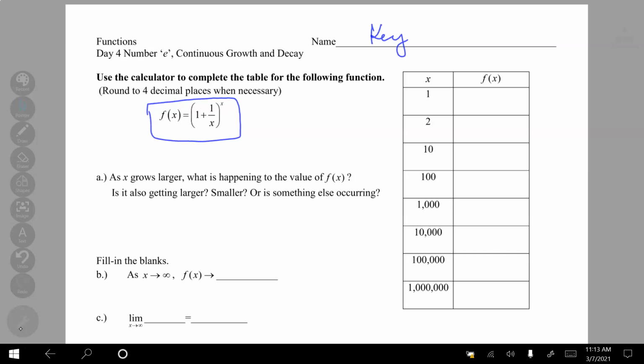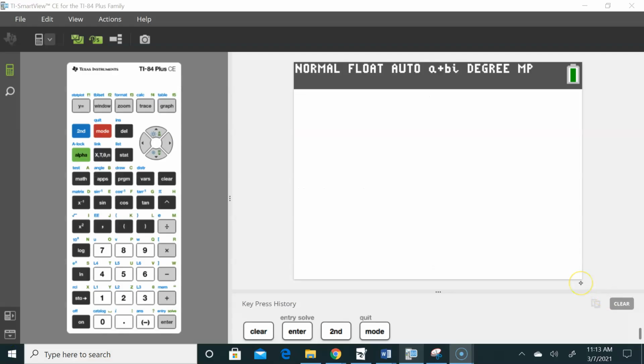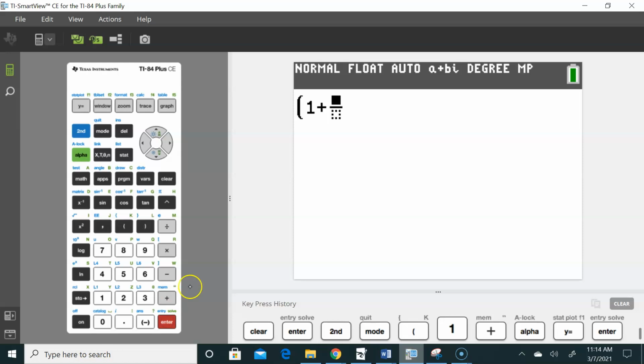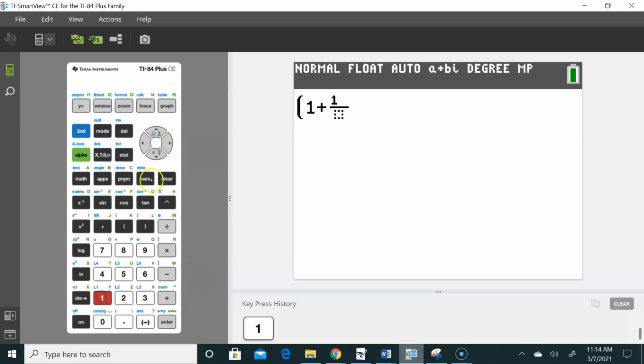So I'm going to do this on my calculator. I'm going to show you how we can do this quickly on a calculator by using a special fraction key. So we're going to type in parentheses 1 plus this fraction. I could do 1 slash x, or 1 slash 1. I like using this. Hit alpha y equals, this special key number 1. You get this nice little fraction bar.